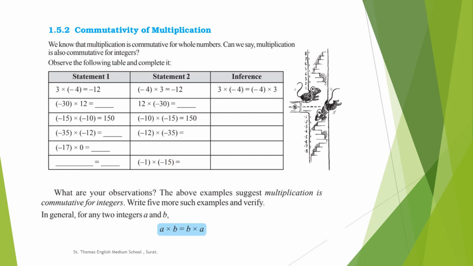Minus 30 multiplied by 12. 12 3s are 36, and one positive number, one negative number, always you will get minus, and 1 zero is left. So answer is minus 360. Again 12 multiplied by minus 30. 12 into minus 3, that is again minus, and 12 3s are 36, and one more 0. What do you observe here? Both answers are same. So we can say that minus 30 multiplied by 12 is same as 12 multiplied by minus 30.